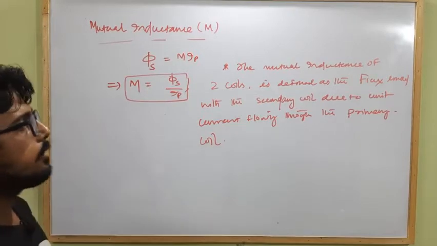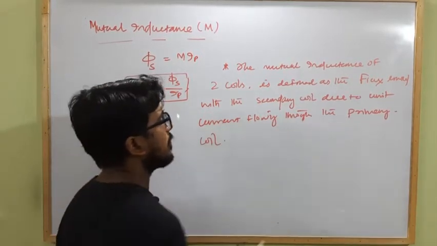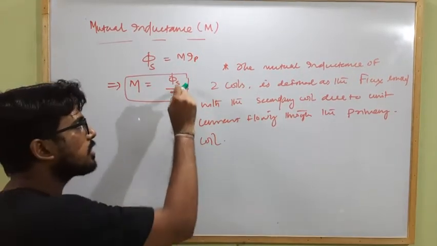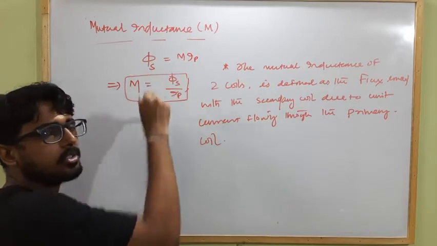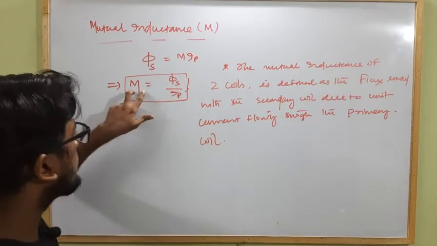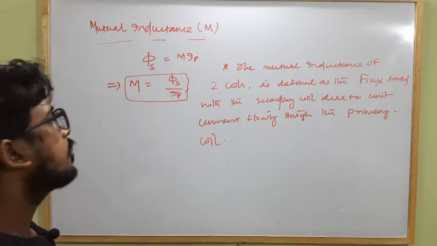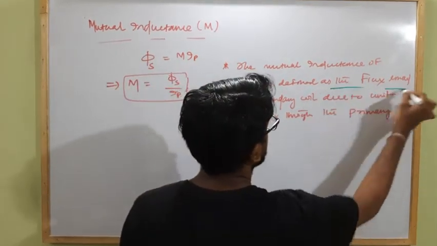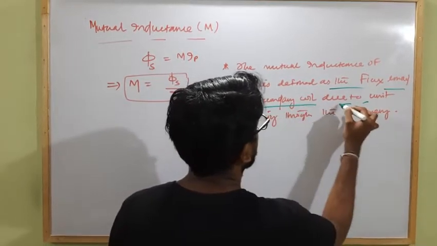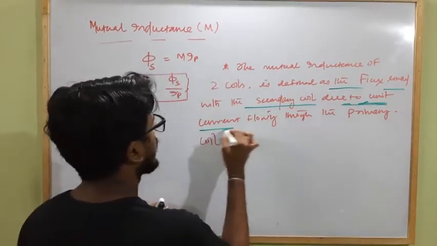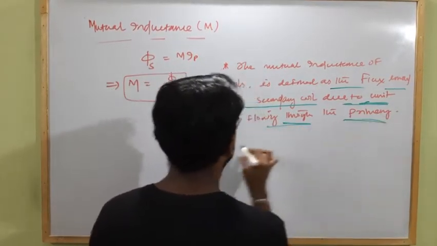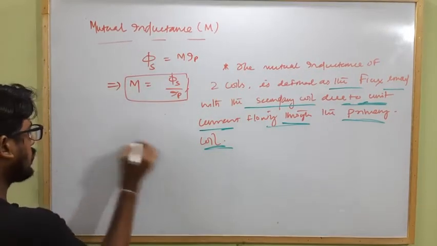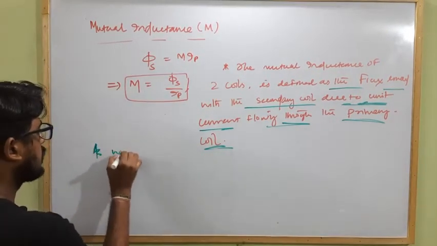So when unit current is flowing through the primary coil, at that instant what is the amount of flux linked with the secondary coil? It will be equal to the mutual inductance of both the coils. You have to remember this definition: the flux linked with the secondary coil due to unit current flowing through the primary coil. Clear?